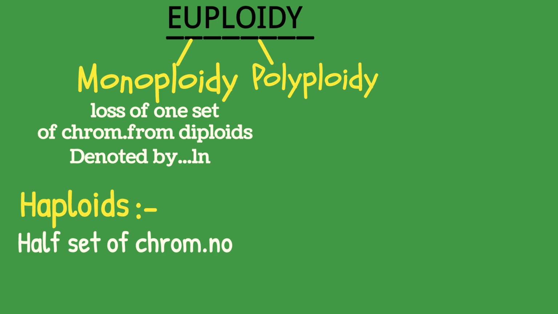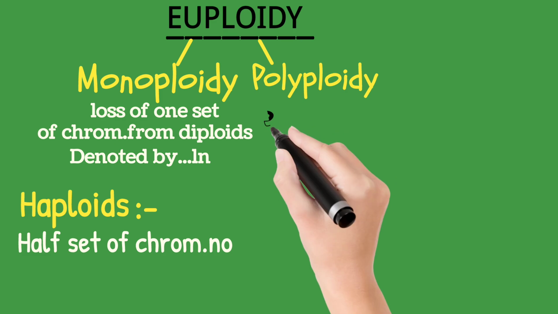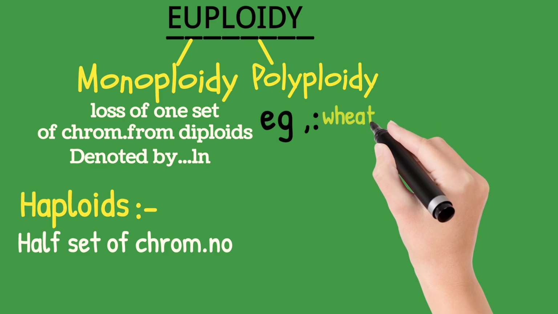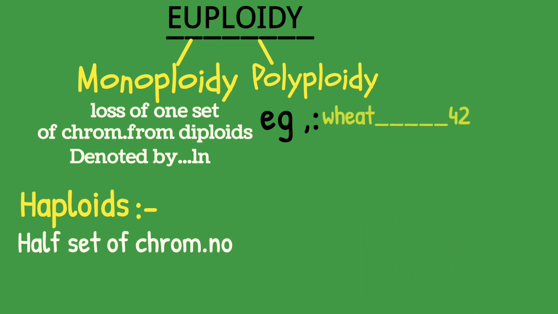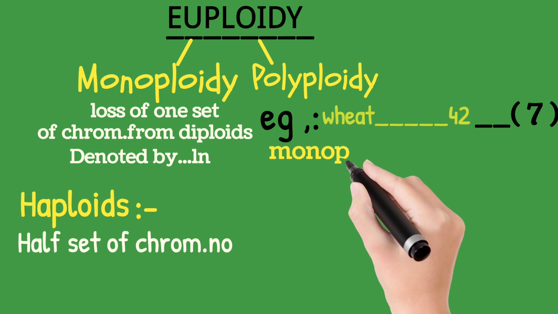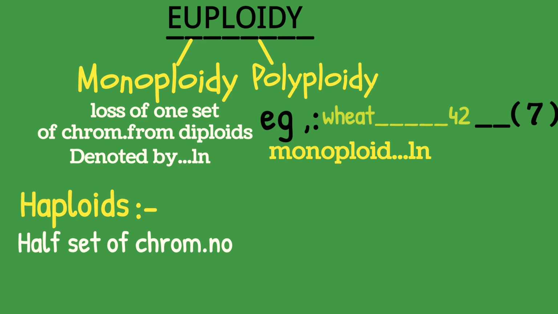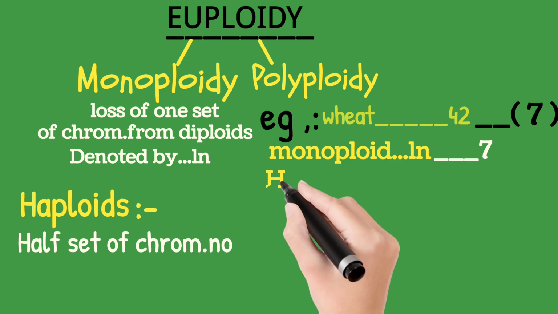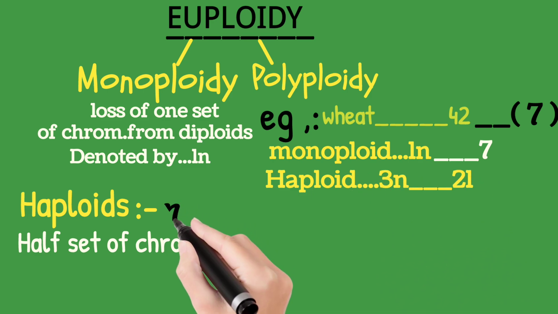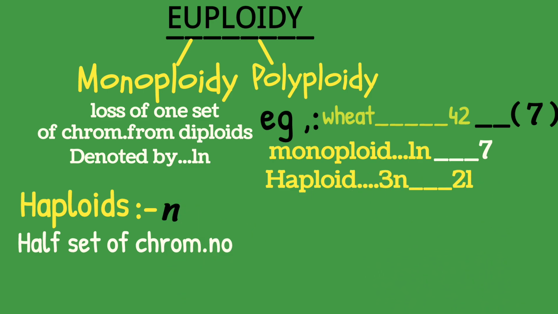Let me explain it in a better way by this example. We have the plant wheat. It is hexaploid. Chromosome number 42. Each set has 7 chromosomes. Right? Now, what will be the monoploid of wheat? We can simply write, monoploid of wheat contains 1n, single set, that is equivalent to 7. Okay? Now, what will be the haploid of wheat? We can write, haploid wheat has half of the chromosomes, half of 6n is 3n, equivalent to 21. Right? So here monoploid is 1n, haploid is 3n in wheat.